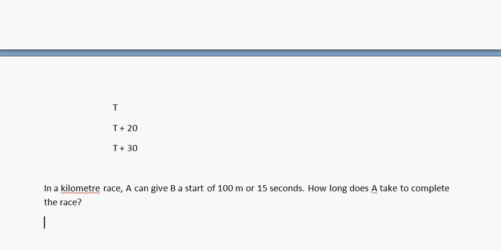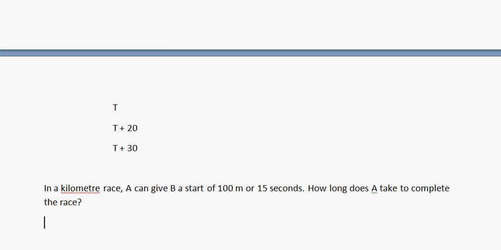Next question. This is an interesting question. There are one or two methods of doing this question, and we'll see how to do it. So in a kilometer race, A can beat B. A can give B a start of 100 meters or 15 seconds. This means if A and B are 100 meters apart and they start racing, they would complete the race in the same time. Or if A starts 15 seconds after B starts, again they would complete the race in the same time.